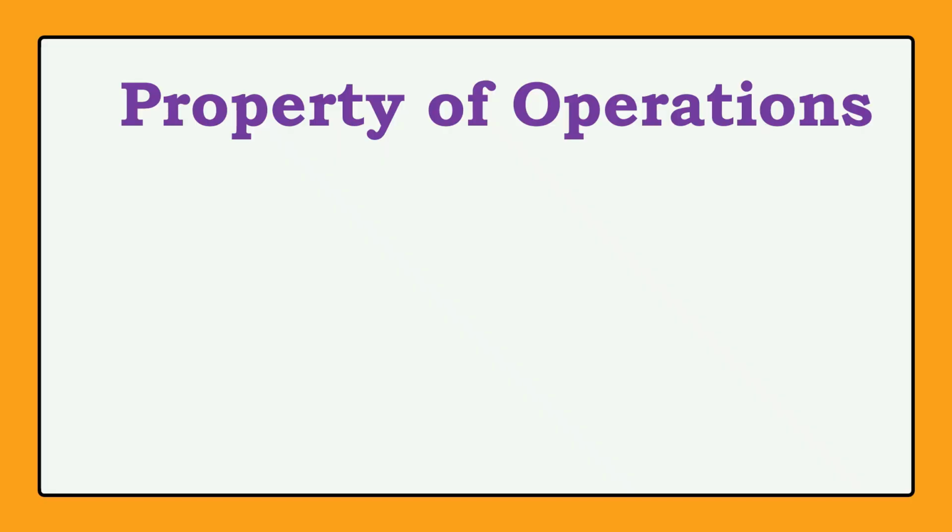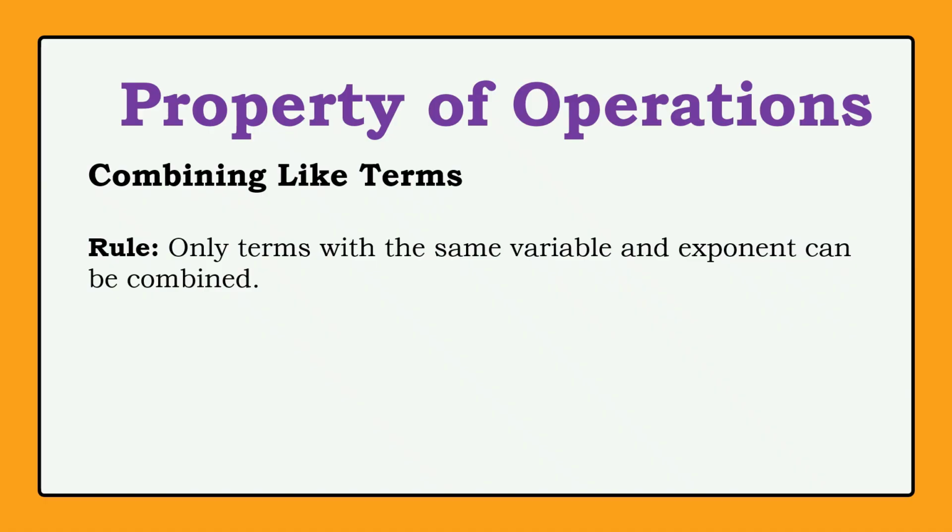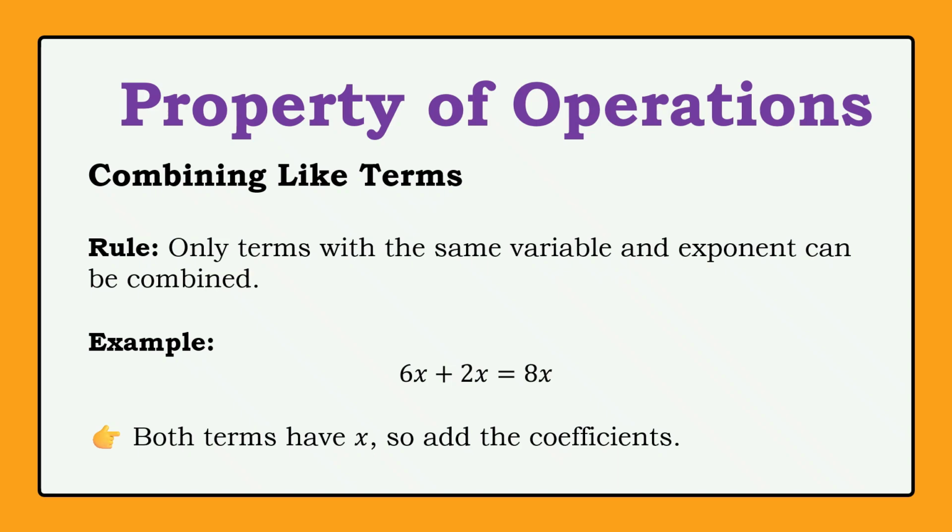After using the distributive property, the next step is combining like terms. Only terms with the same variable and exponent can be combined. For example, 6x plus 2x. Both terms have x, so add the coefficients. 6 plus 2 is equal to 8, and keep the variable x. So our answer is equal to 8x.